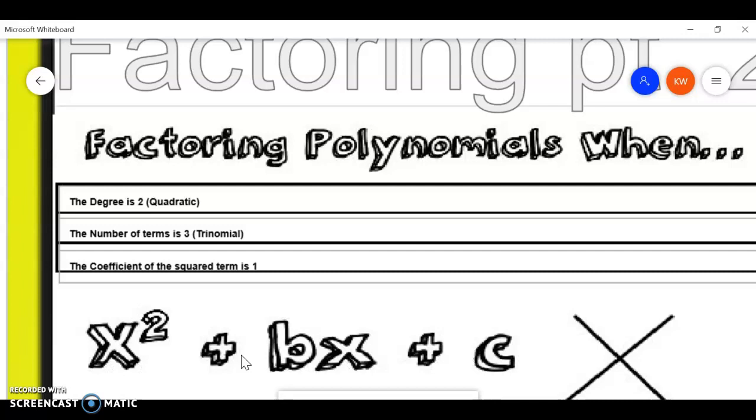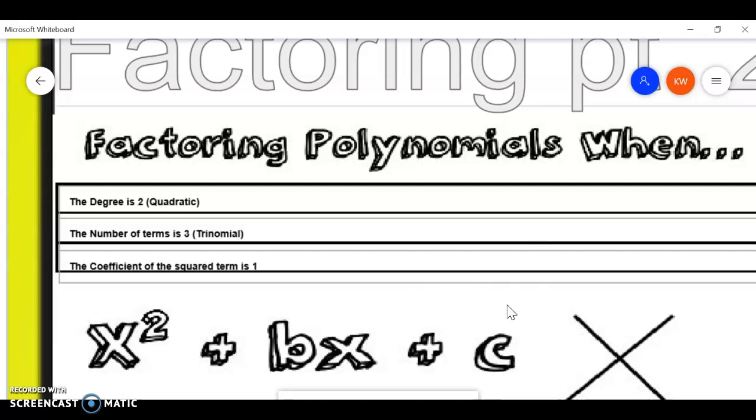Now, things to know about this. This is when the degree is 2, meaning that this has a highest exponent of 2. This also is only when you have 3 terms. So you have one term that is squared, something times x, and something without an x. And the coefficient of our square term is 1. So these 3 things need to be met in order to use this factoring method.